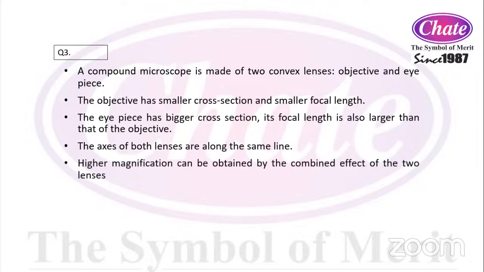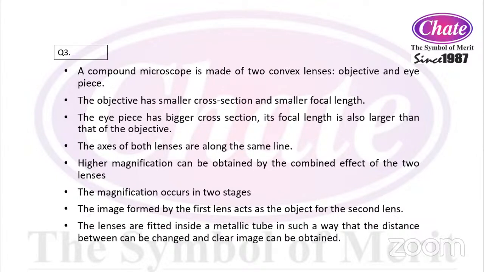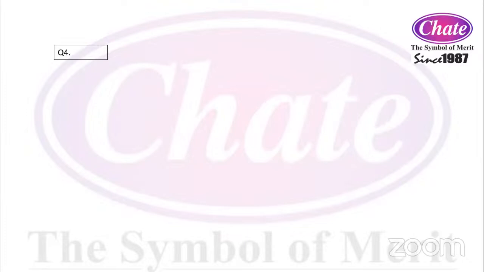Higher magnification can be obtained by combining the effect of the 2 lenses. The magnification occurs in 2 stages. दोनों stage लिखेंगे. The image formed by the first lens acts as an object of the second lens. The lenses are fitted inside the metallic tube in such a way that the distance between them can be changed and a clear image can be obtained. So ऐसे हमें working लिखना है, 3 marks उसमें मिलेंगे.